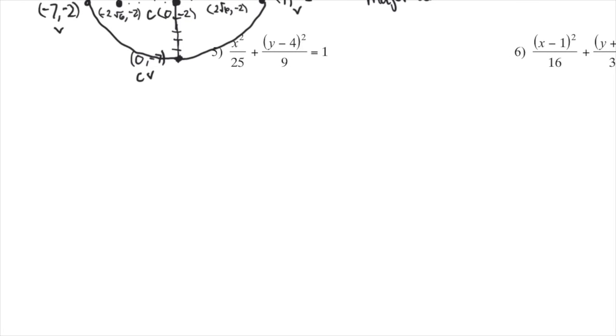I'm going to speed up the rest of these. They're pretty much the same thing as before.